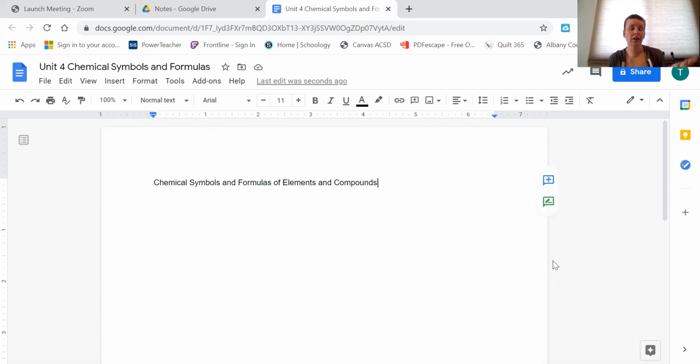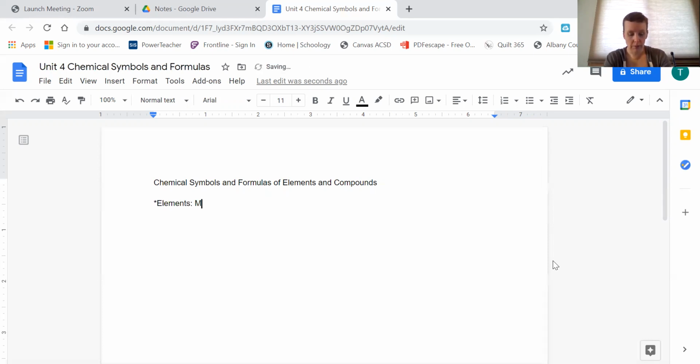So remember, way back at the beginning when we talked about matter, you can split matter into two categories. You can split it into pure substances and mixtures. And the pure substances side is elements and compounds, okay? That's anything you can write a chemical symbol for or a formula for, okay? And so we're going to talk about how those symbols and formulas are written depending on the type of substance. Okay, so to start off, we're going to talk about elements.